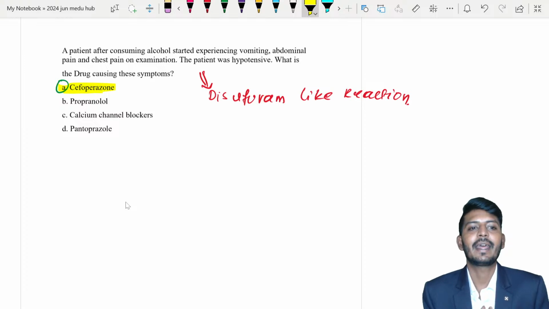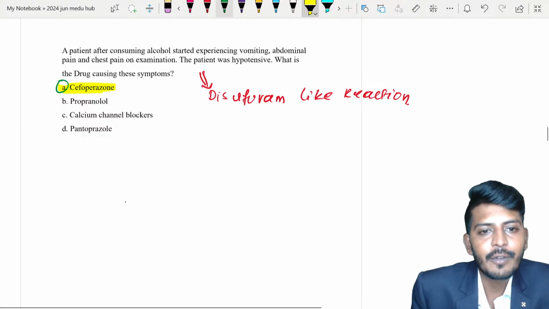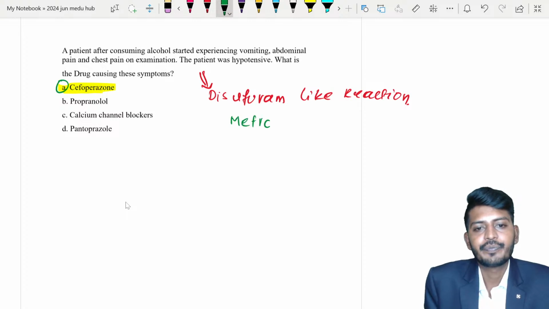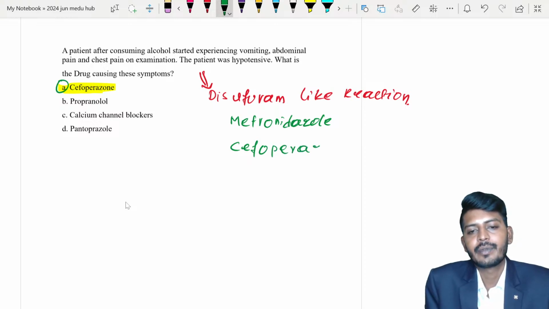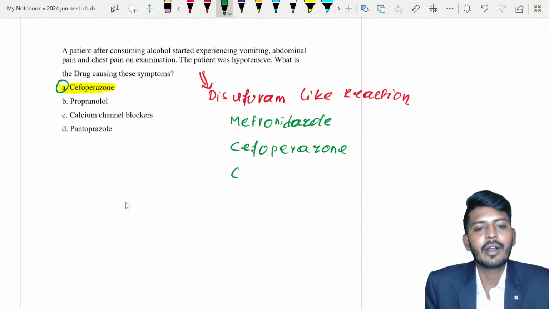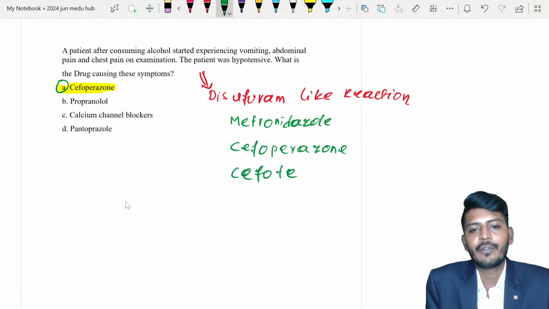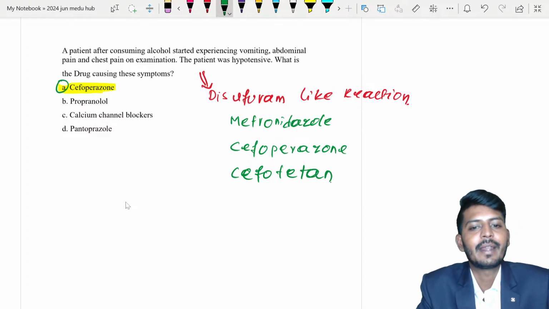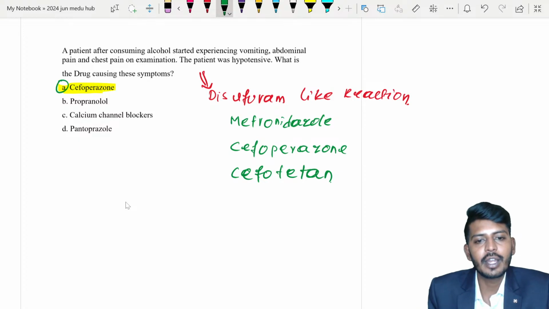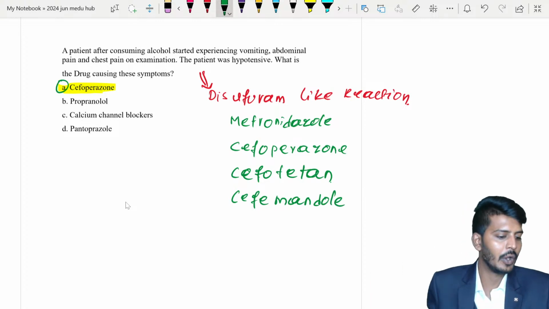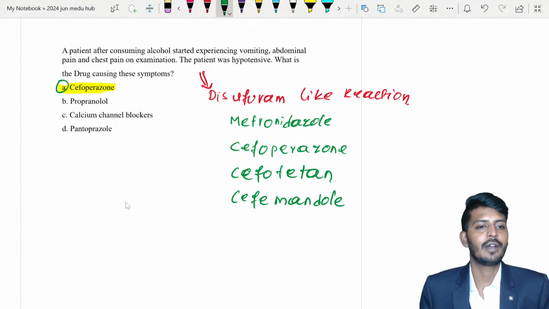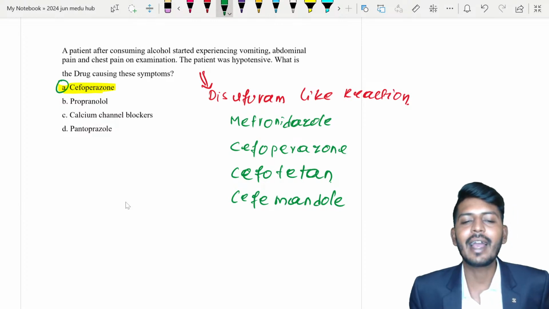So disulfiram-like reaction is caused by metronidazole. Then you have cephalosporins such as cefoperazone. Then you can also get it because of cefotetan. And also there is one more drug called cefamandole. So all four of these drugs cause what?